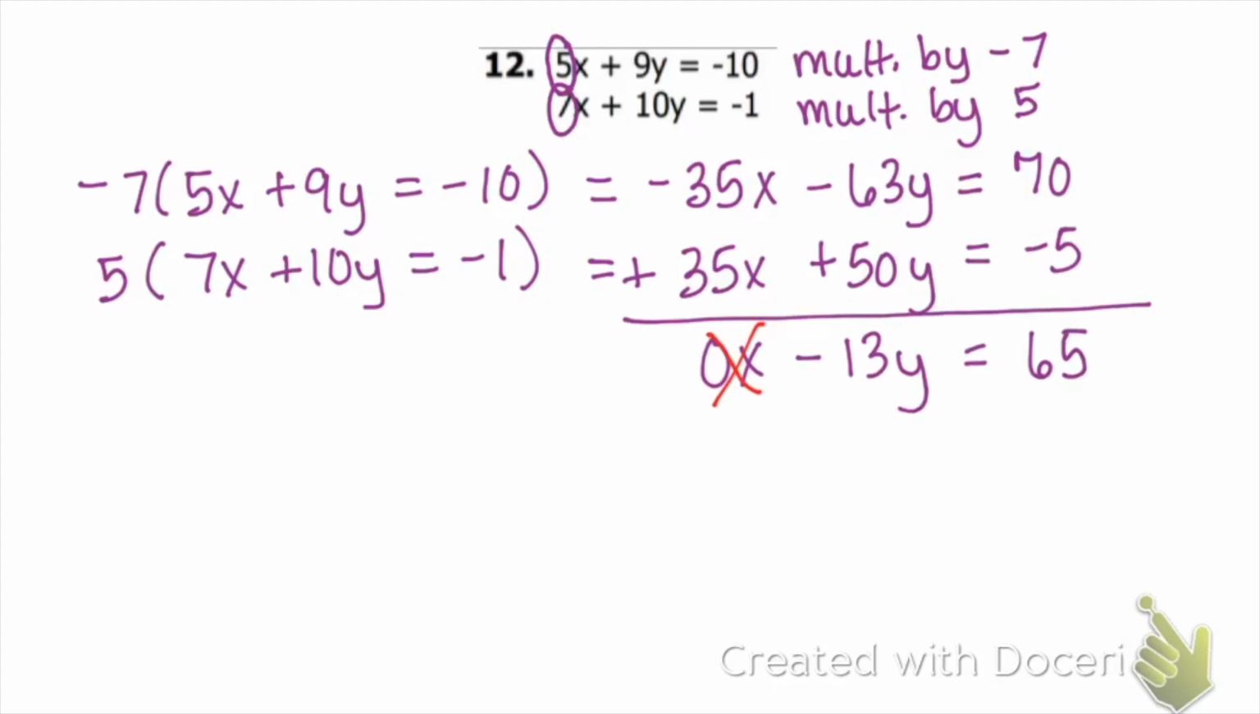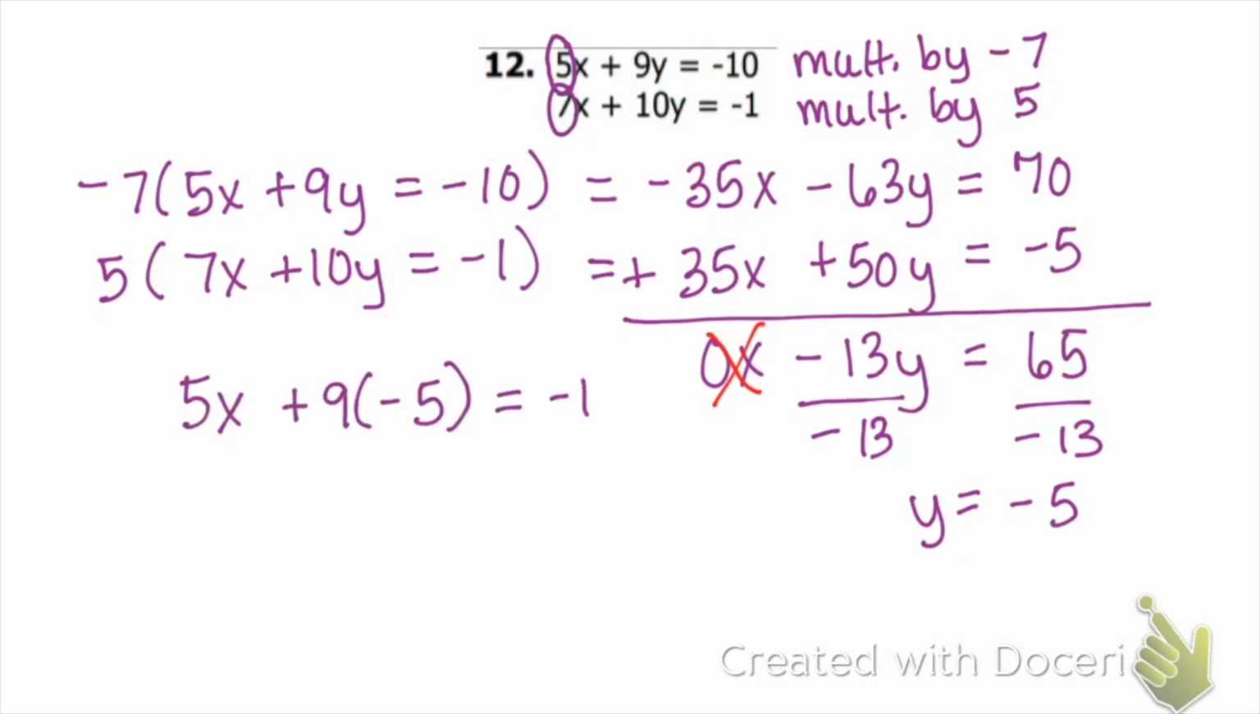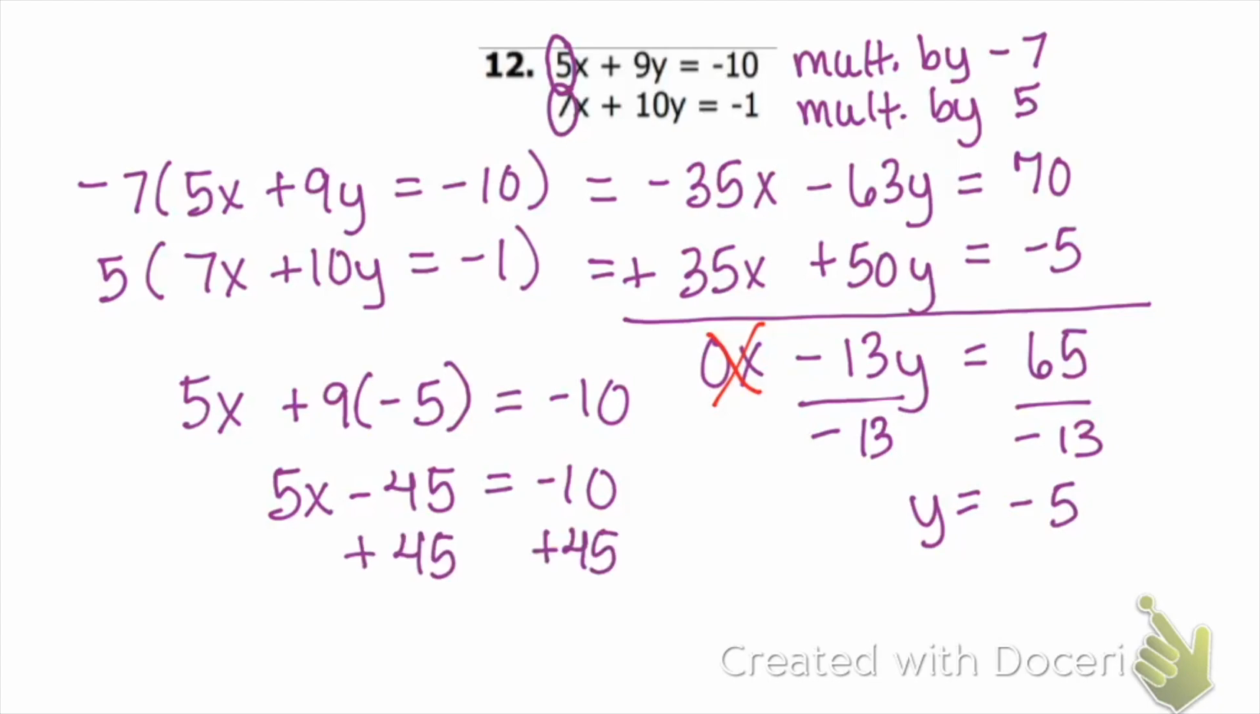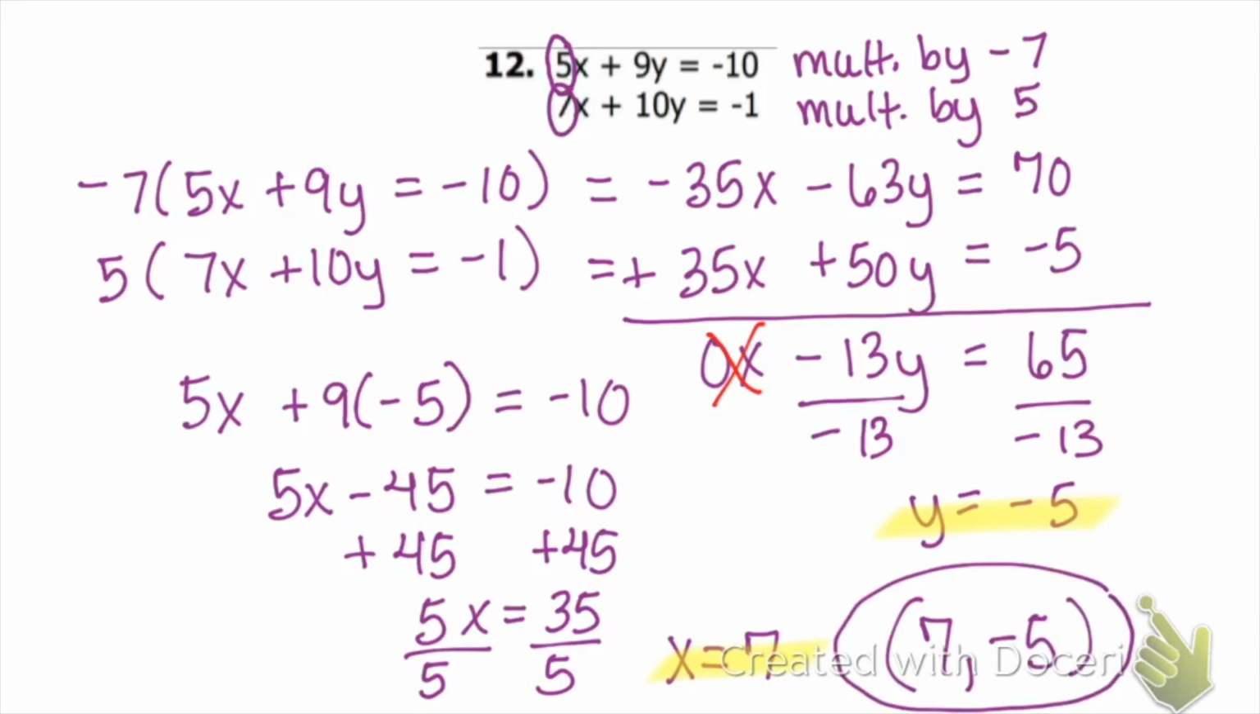Then you're going to add those down, which cancels out your x value, and you're left with negative 13y equals 65. Divide by negative 13, and you get y equals negative 5. Substitute that negative 5 into either equation where y is. I chose the first one. So 5x plus 9 times your negative 5 equals negative 1, which would equal 5x minus 45 equals negative 10. Add 45 to both sides. You're left with 5x equals 35. Divide by 5. X equals 7. So if x equals 7 and y equals negative 5, your ordered pair is 7, negative 5.